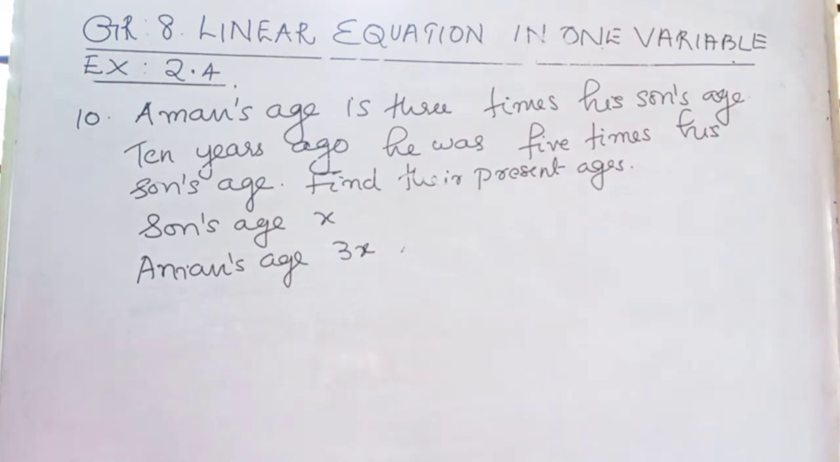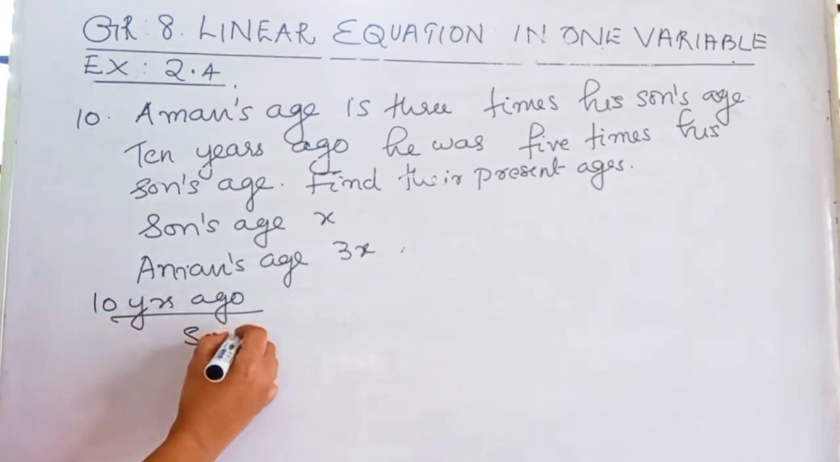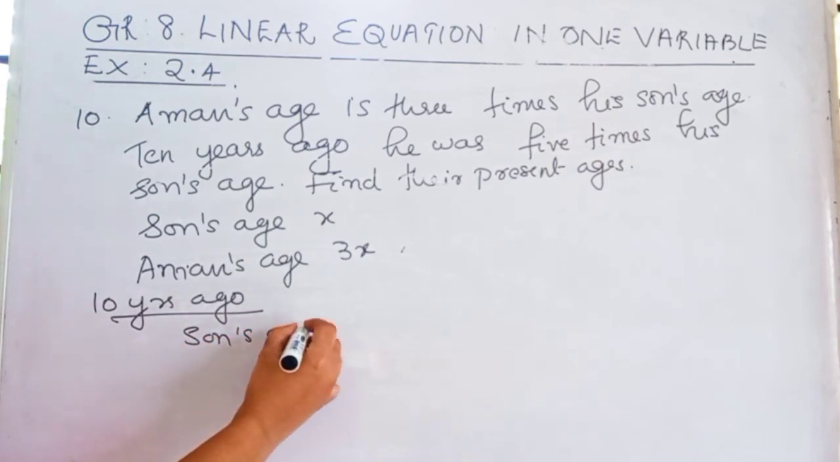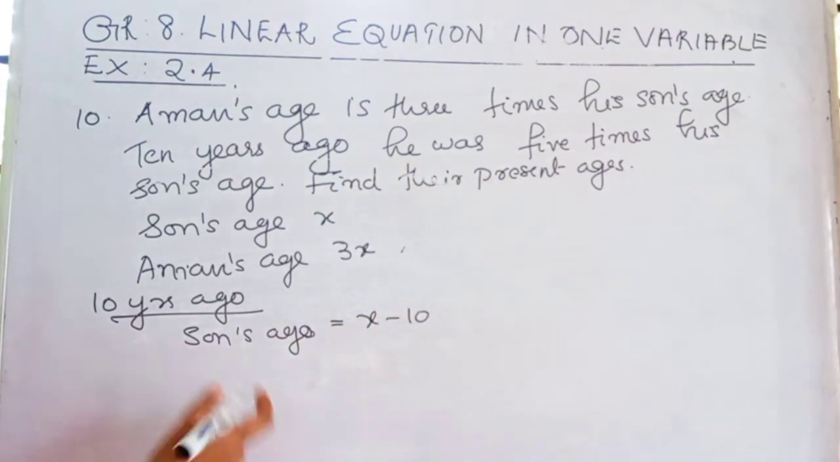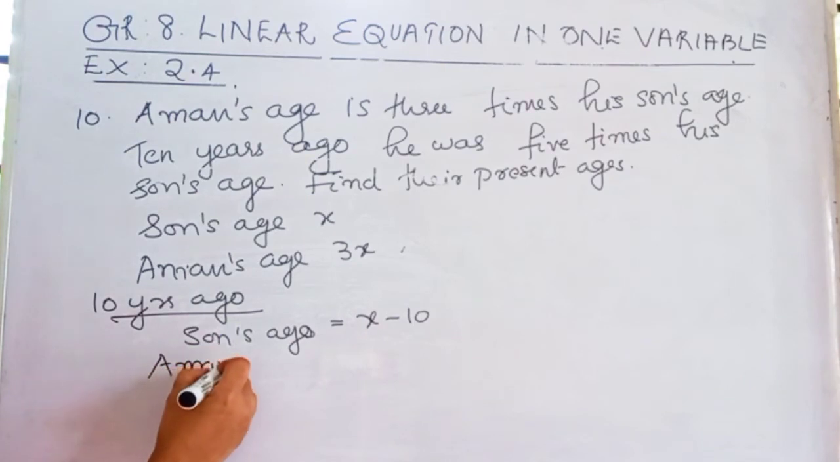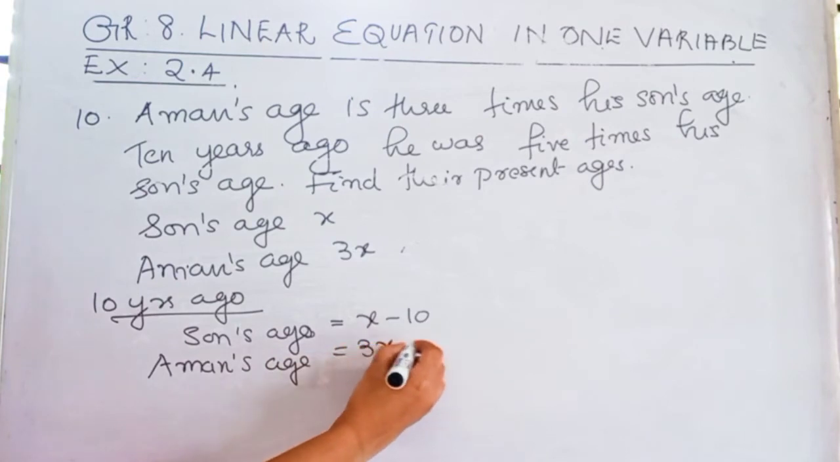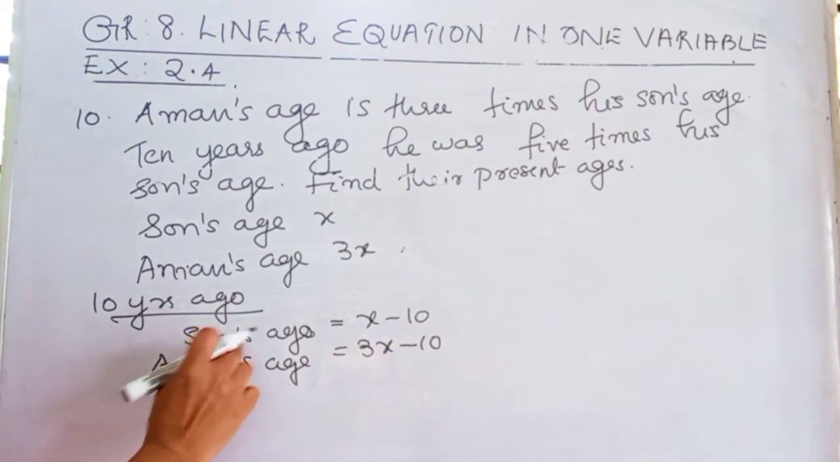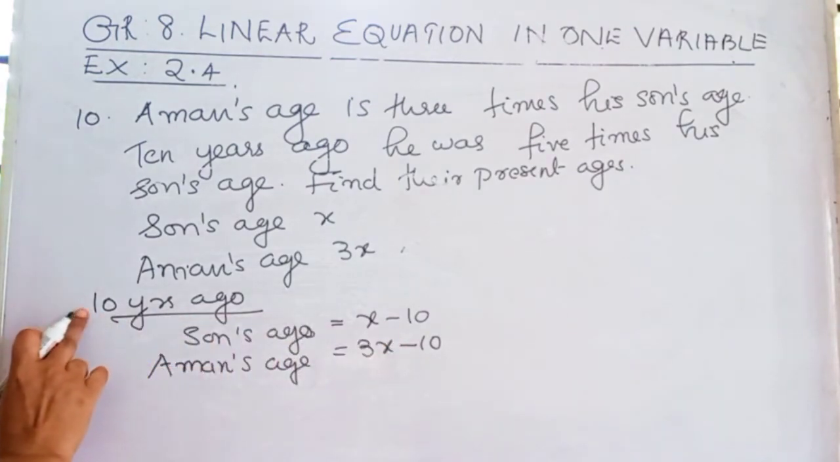Then 10 years ago. So I'm just writing 10 years ago. What will be son's age? Definitely 10 years ago, son's age will be x minus 10. Correct? And Aman's age also will be 10 years lesser than his present age. His present age is 3x. So 10 years lesser than that means it is 3x minus 10. So we got son's age is x minus 10, Aman's age is 3x minus 10 when it was 10 years ago.